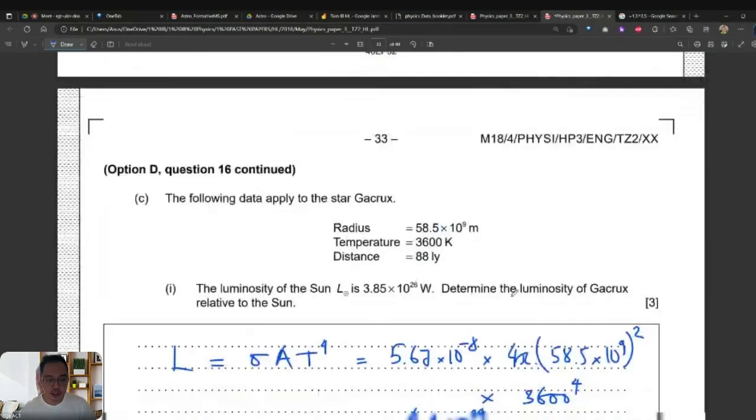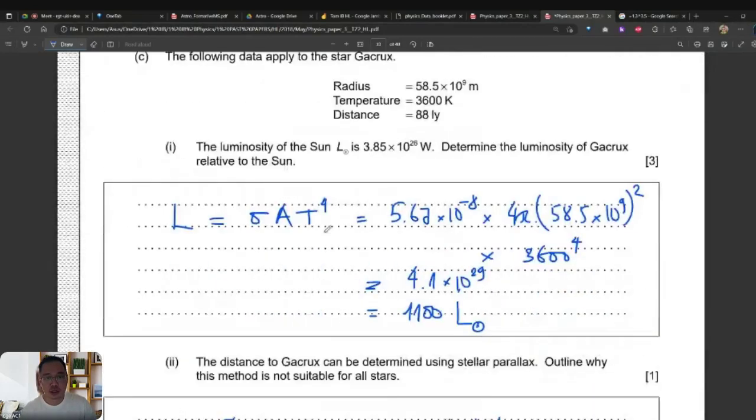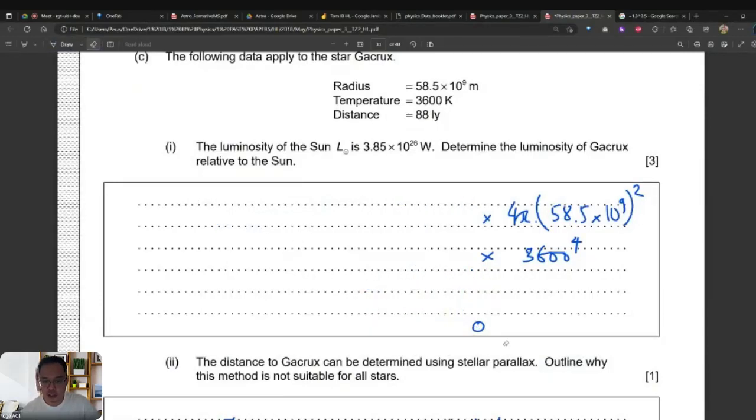Okay, the next one. The following data apply to Gacrux: radius, temperature, distance. The luminosity of the sun is 3.85 times 10 to the 26. Determine the luminosity of Gacrux relative to the sun.